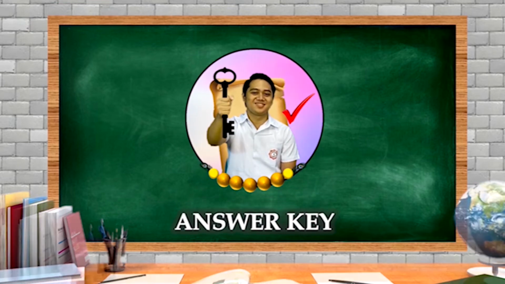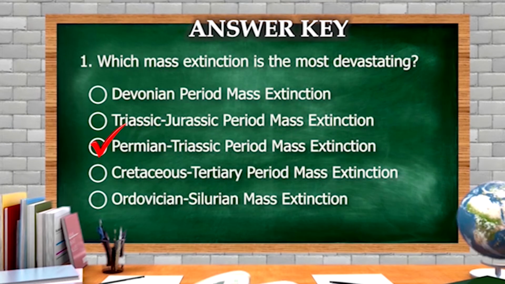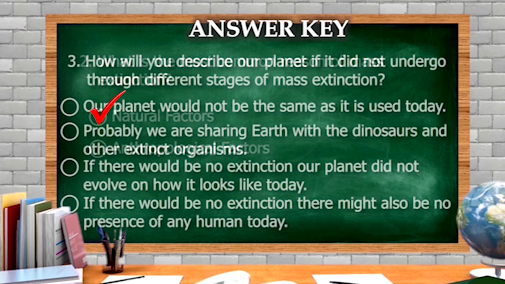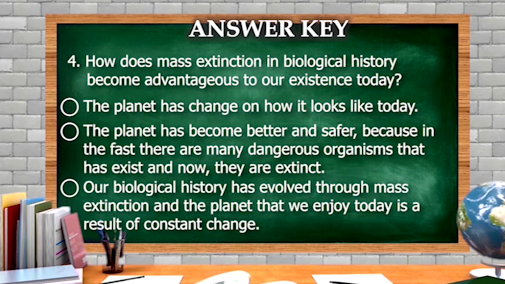Check your answers on the screen. Number 1, Permian-Triassic period. Number 2, natural factors. Number 3, all answers are correct. And number 4, all answers are correct.